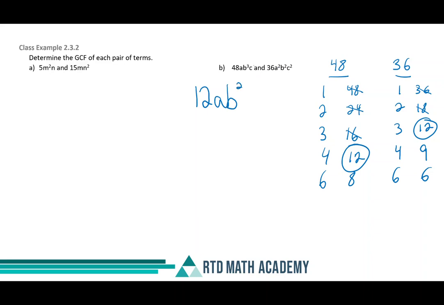Here I've got a single c and then two c's, or c squared, so I know that I can only take out a maximum of 1. So between 48ab cubed c and 36a squared b squared c squared, my greatest common factor is 12ab squared c.